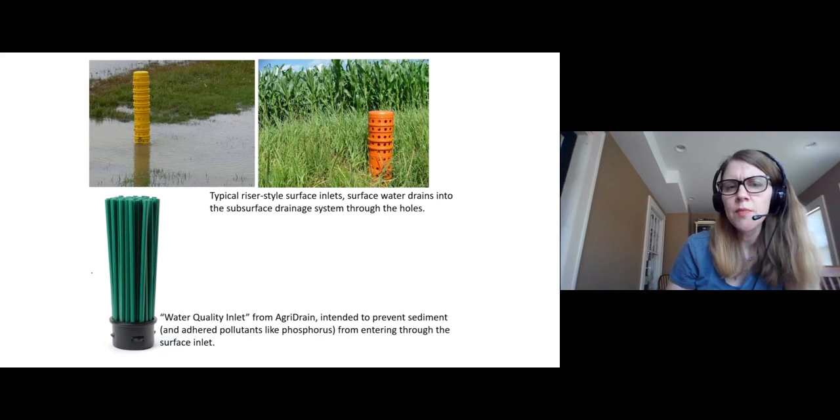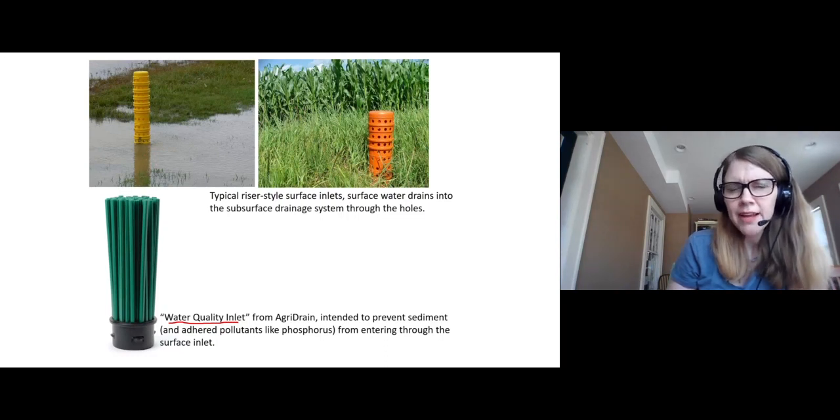So here's an example of one known as a water quality inlet. And if it looks a little bit like a dense grass cover, that's kind of what it's meant to mimic. The idea here is that in this old riser style with just the holes in it, this is surface runoff that you're trying to drain away, and it's probably going to have sediment particles in it. And if it's got sediment particles in it and we're in an ag situation, it's probably also got phosphorus adhered to those sediment particles.